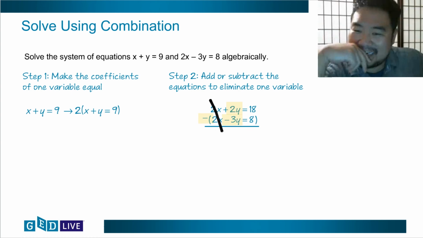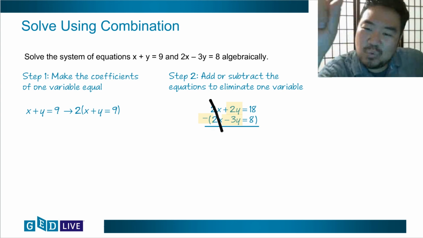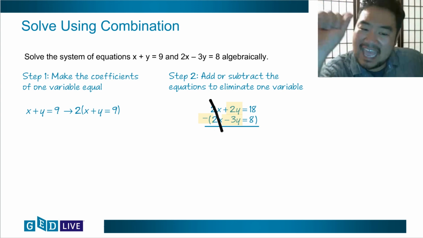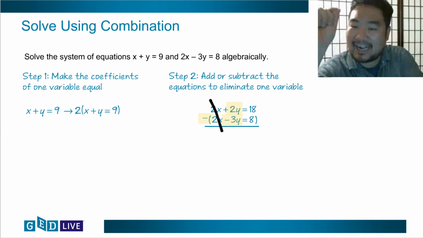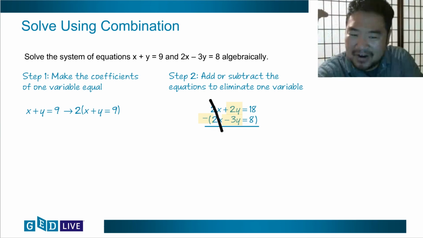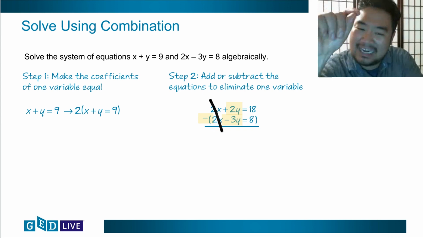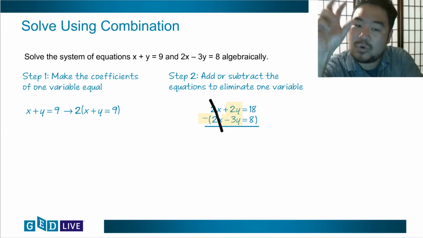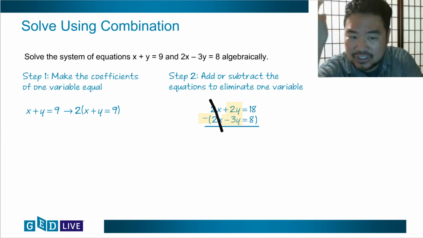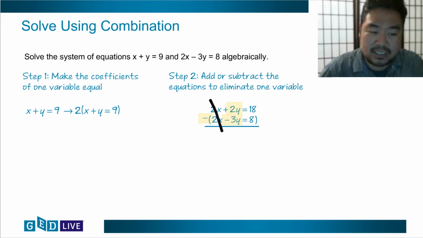Go ahead and type that in. When you have 2y minus negative 3y, what's the thing that you're actually doing? It's kind of weird here, but you're actually having a negative and a negative, right? Like you're subtracting a negative. So when you subtract the negative, what are we doing with those terms? We're essentially just going to add those terms together.